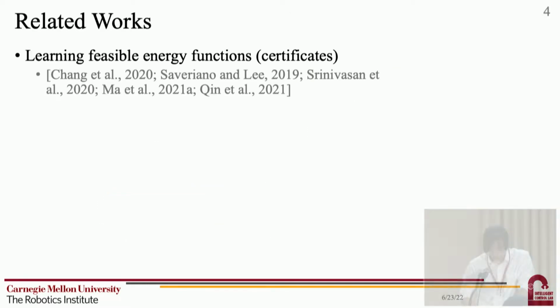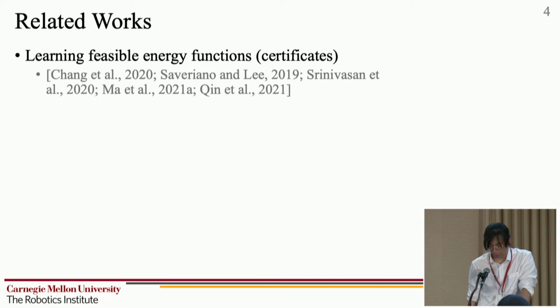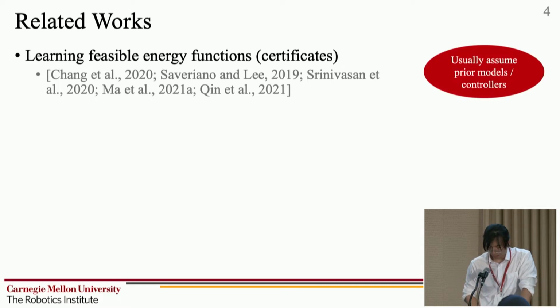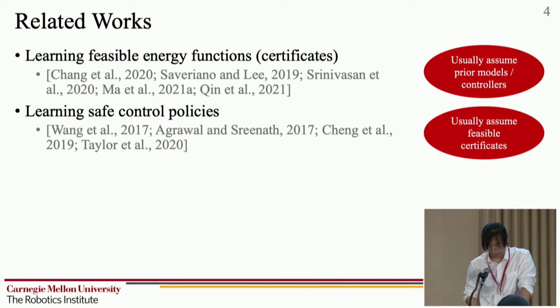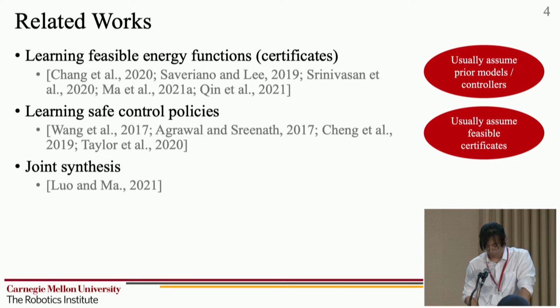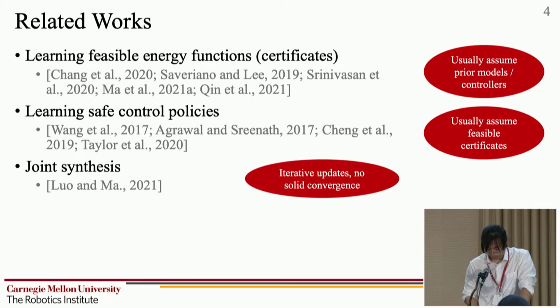Many studies have utilized learning-based approaches to handle these challenges. Some studies learn feasible energy functions. However, they usually assume they have prior dynamic models or controllers. Some also use learning-based methods to learn safe control policies, but they usually assume that they have a feasible certificate. A recent study proposed a joint synthesis algorithm. However, their approach is intuitive. They just iteratively update the two learning processes, and there is no solid convergence guarantee.